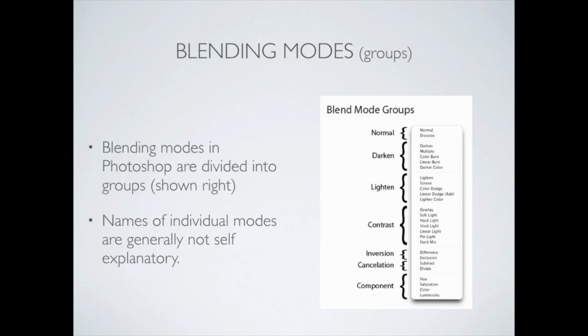There are different groups of blending modes, and unfortunately the names in these groups are really not self-explanatory. But generally the things to keep in mind are we have a group here that's all about darkening the image. So the most common here is multiply.